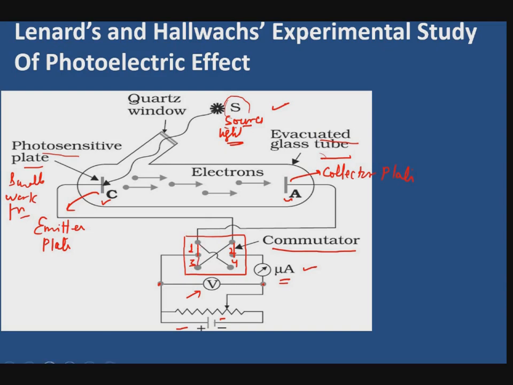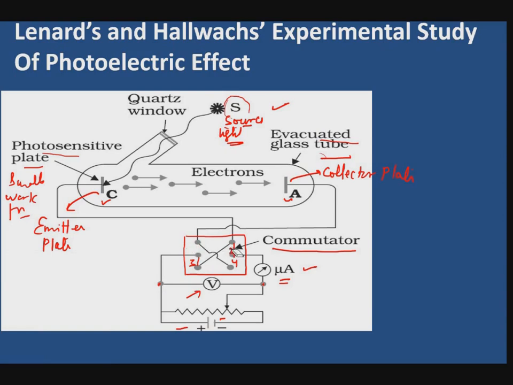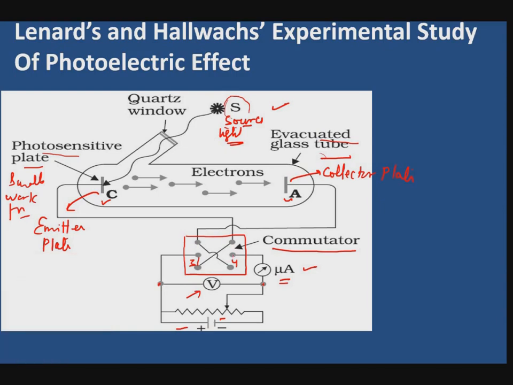This will be removed, of course. I remove this. Now I close 3 and 4. So when we close 3 and 4, what happens? The 3 is connected to the positive, and the other end of 3, what is it connected to? It is connected to C. So C will be positive, and 4 is connected to A. The other terminal of 4 is negative here. So by connecting 3 and 4, we can make A negative and C positive.